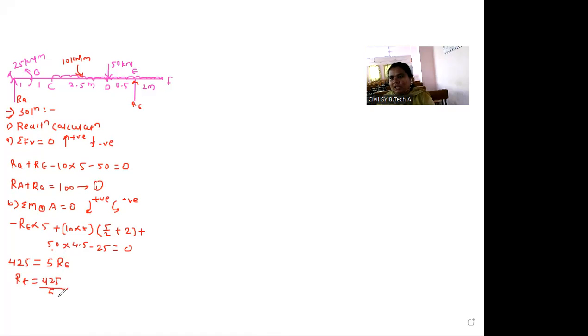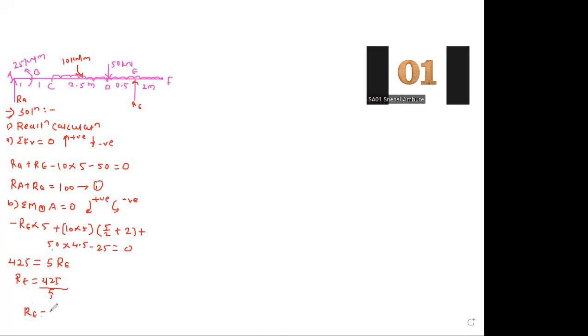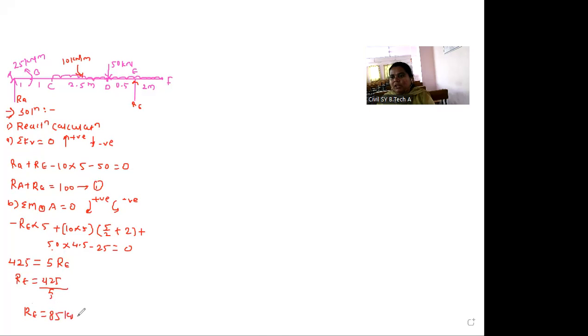So now you tell me RE. Yes, RE is equal to 85 kilonewton. Now we will put the value of RE in equation 1 and we will calculate the value of RA.